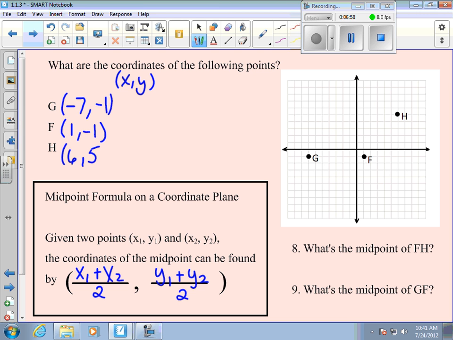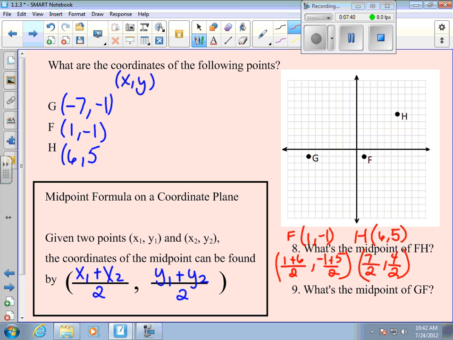So we start off by reminding ourselves that our F was 1, negative 1, and our H was 6, 5. We're going to start with our x's, and so we have 1 plus 6 over 2. And then our y's is going to be negative 1 plus 5 over 2. If you're not sure where I got those numbers from, take a pause, go back, look at the formula, and look at our points. All right, so if we take 1 plus 6, that gives us 7. We still have our divide by 2. And then our y's, negative 1 plus 5 gives us 4, and then we have our divide by 2.